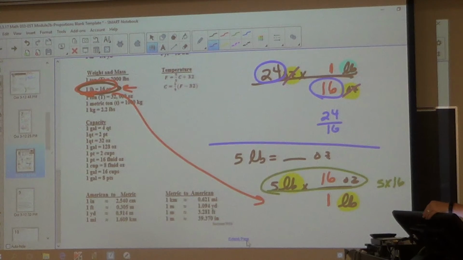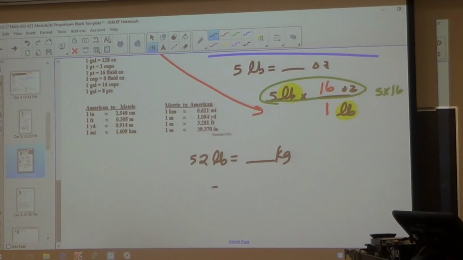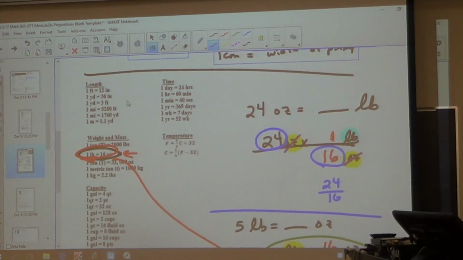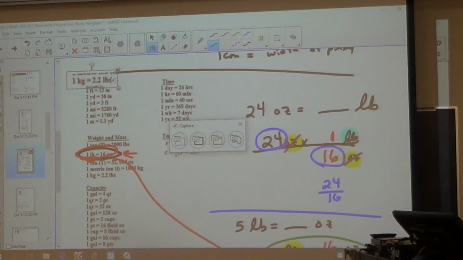So if I give you 52 pounds equals how many kilograms? I'm going to do 52 pounds times. What am I going to put down here? Pounds, and I'm going to put kilograms here. You with me? Because these units have to match these units so that I can cancel them. We good? So I come over here and I look for pounds and kilograms. Right here, I see my pounds and kilograms.